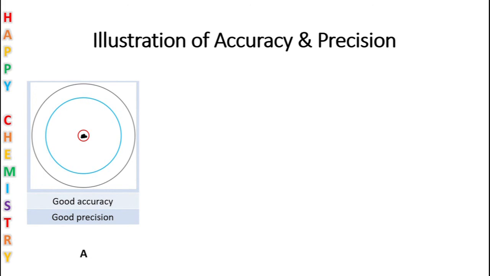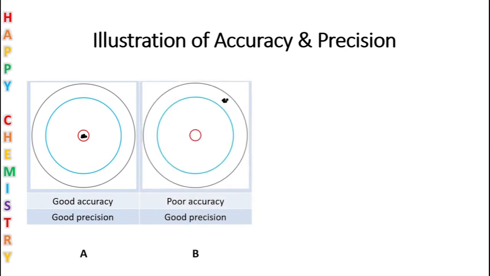Dashboard B has all the dots away from the target. They are not close to the true value. However, all of them are close to each other. That means the dashboard is an example of poor accuracy and good precision.